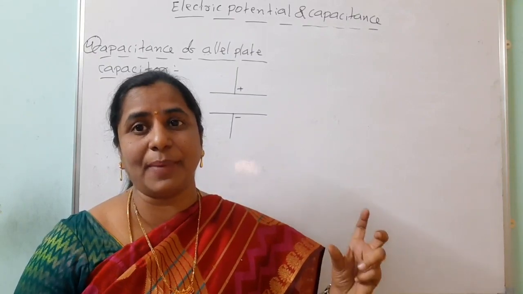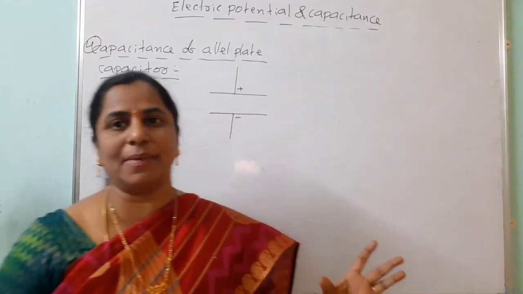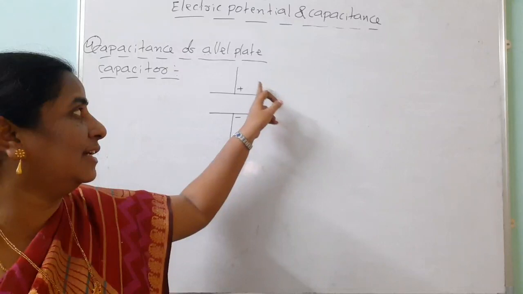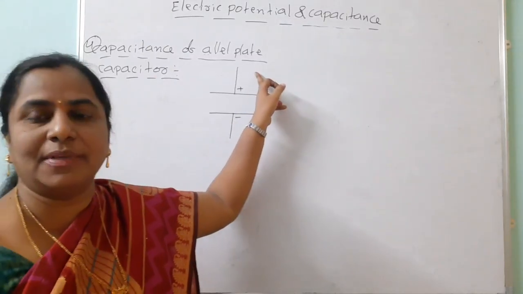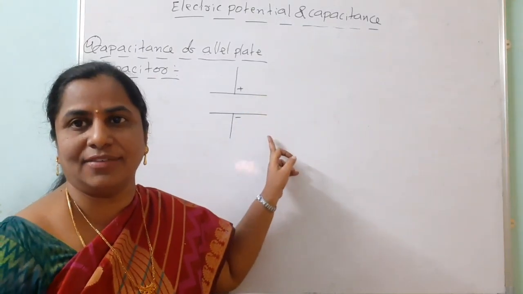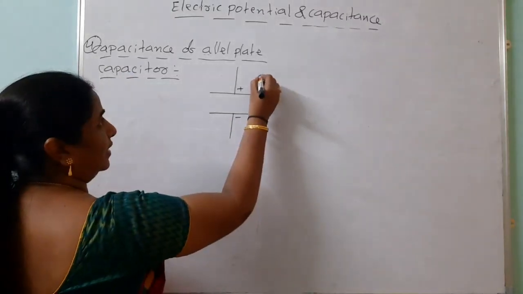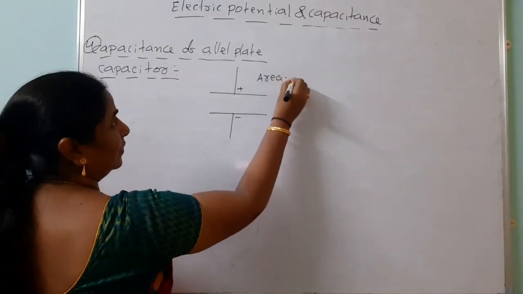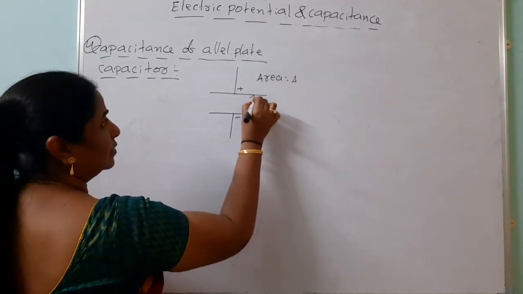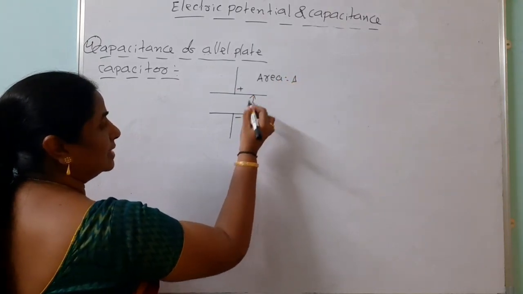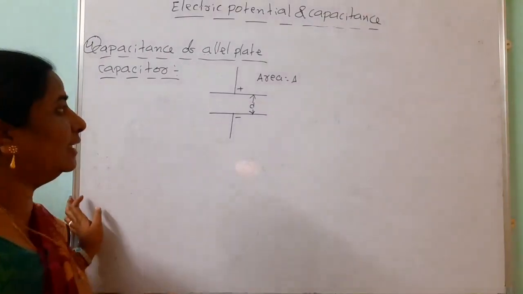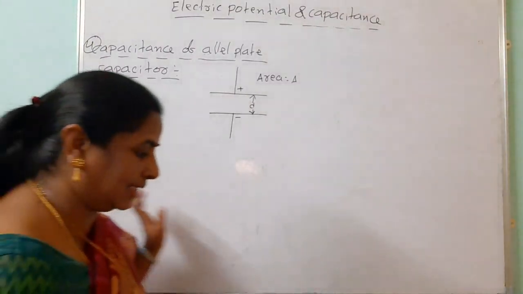In that question, only parallel plates means how many plates are we taking? We are taking two plates. One we are giving to the positive terminal of the battery, another one we are giving to the negative terminal of the battery. We should consider the area of each plate is A and the gap between these two is D. D is the distance between two plates. Then how to derive the expression for this?